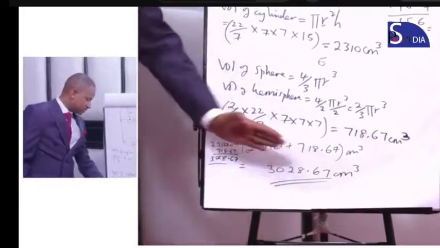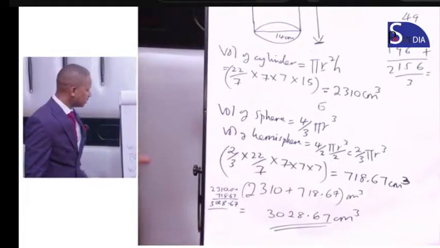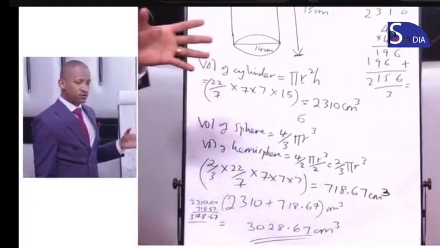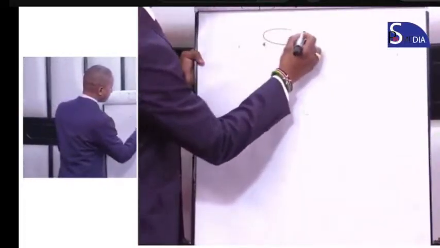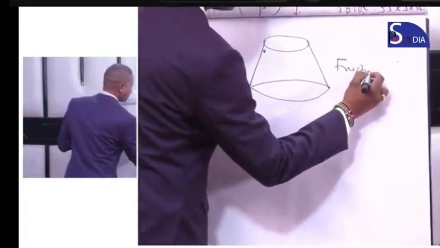The volume of the cylinder plus the volume of the hemisphere is 3028.67 centimeters cubed. So class, the only formula you need is the volume of a sphere, given by 4 over 3 pi r cubed. Now I think it is in the assignments, if I'm not wrong.